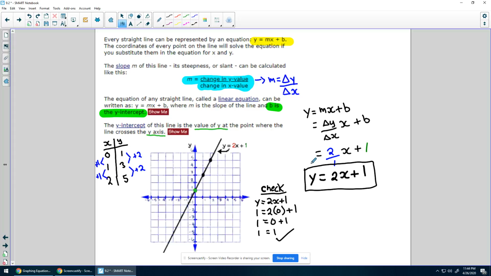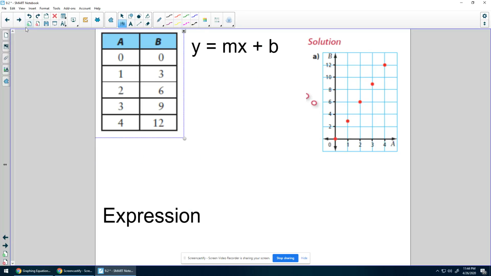Okay, I know that might be a little bit complicated. I'm going to do a couple more examples. Hopefully that becomes clearer as we move on. All right. So here, we have another table of values. We want to find the linear equation using this table, and then the expression.